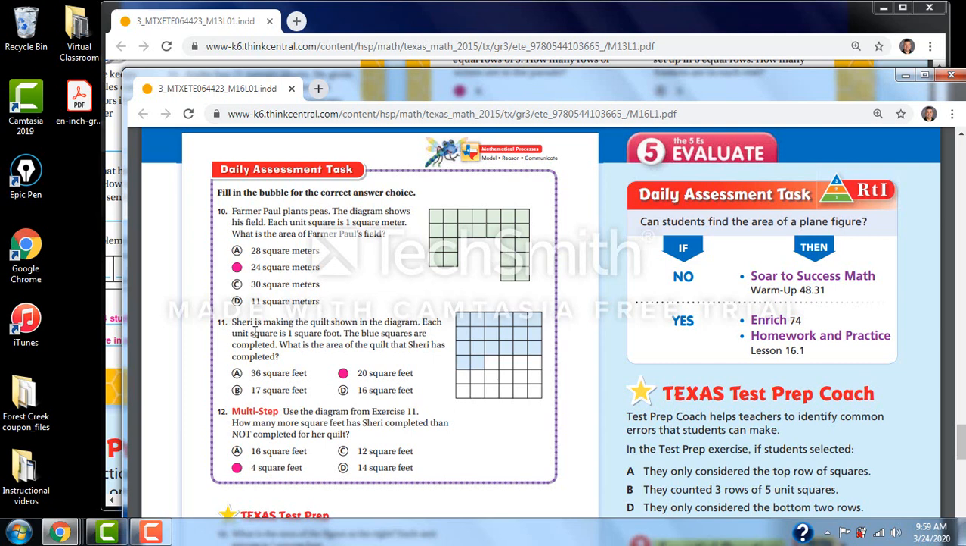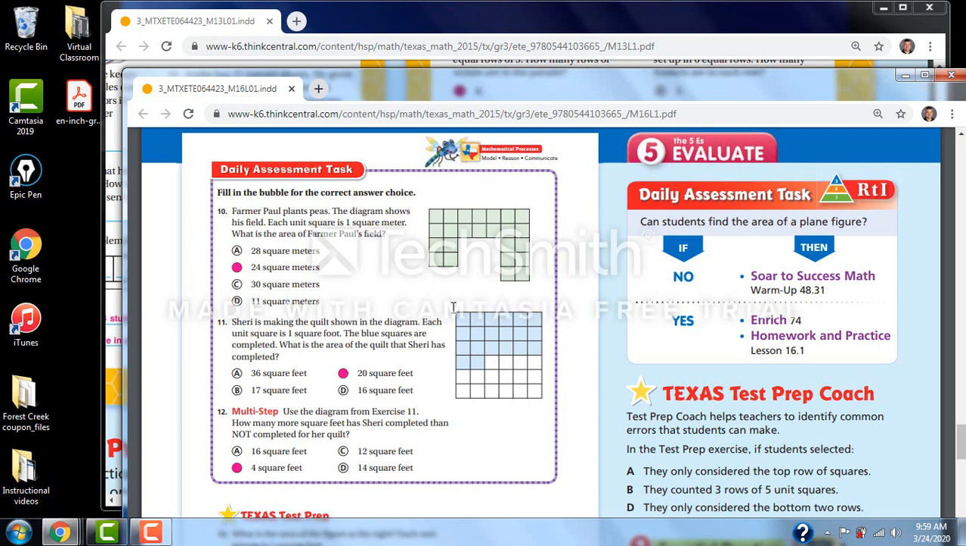Number 11. Isa, let's take a look at this one very carefully. Sherry's making the quilt shown in the diagram. Here's the quilt. Each unit square is 1 square foot. The blue squares are completed. So this is what she has done. What is the area of the quilt she has completed?